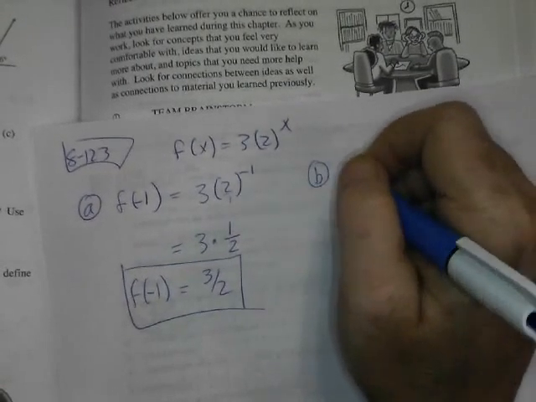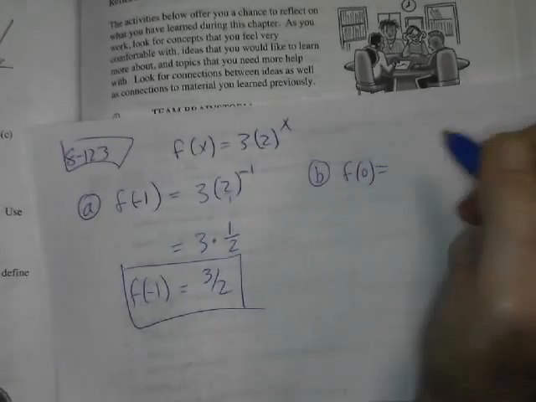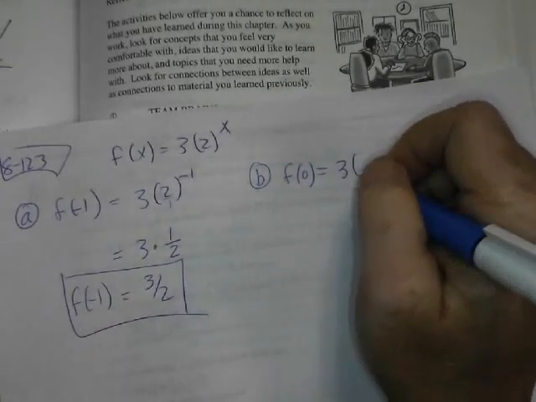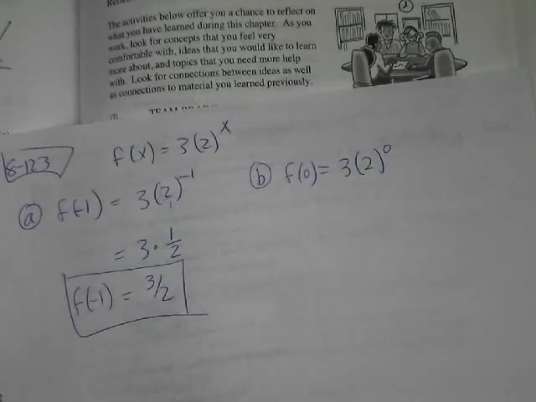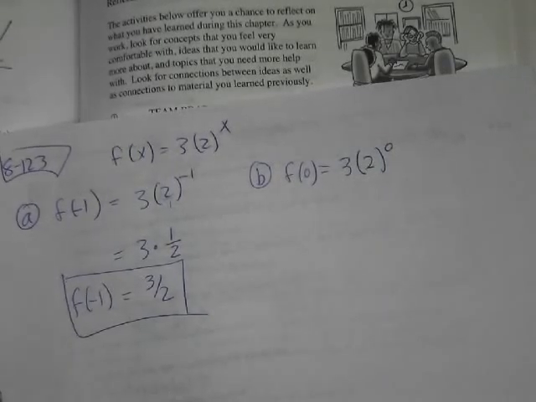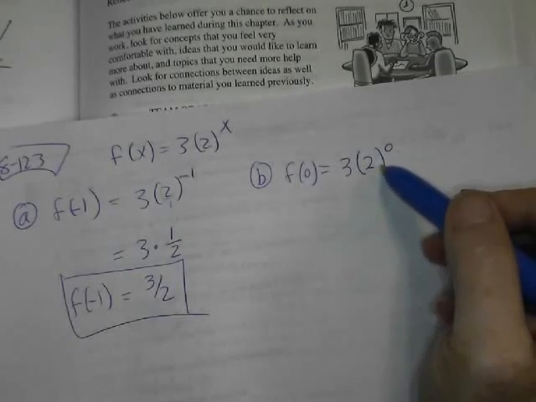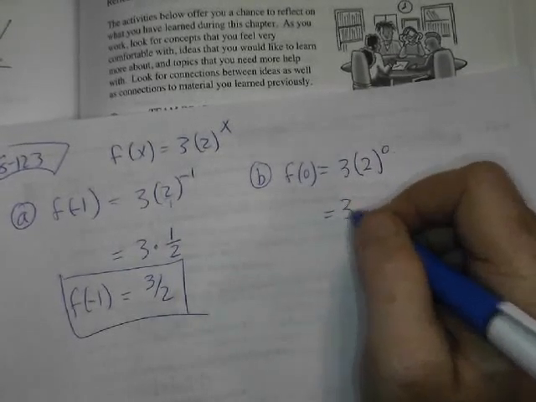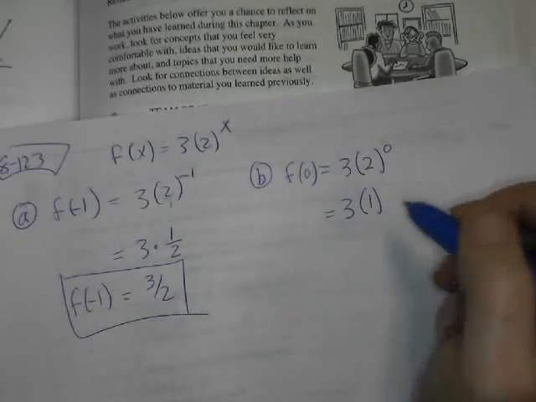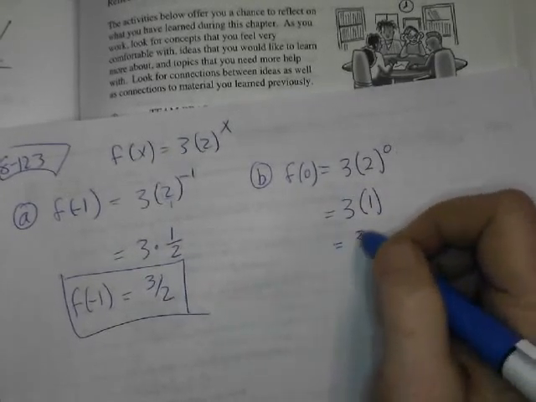Letter B. F of 0 means plug in a 0. So 2 to the 0 power. Well, anything to the 0 power is 1. So this is like practice with our exponents, isn't it? So that's going to be 3.